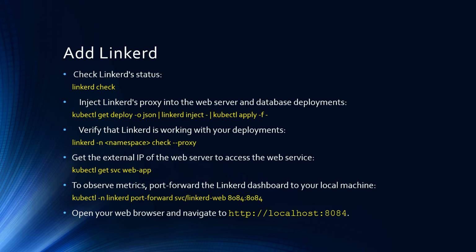To access your web service, use kubectl get svc web-app to get the external IP. For monitoring, you can access the Linkerd dashboard by port forwarding with kubectl -n linkerd port-forward svc/linkerd-web 8084:8084 and navigating to http://localhost:8084. The dashboard provides valuable insights into your service mesh, including traffic patterns, success rates, and latency metrics. Take some time to explore these features. They'll be invaluable for monitoring and troubleshooting your application.